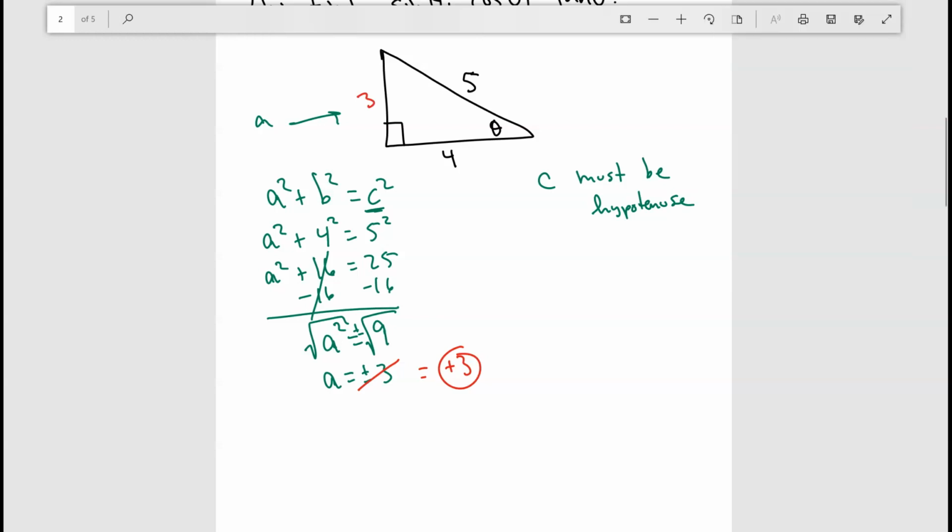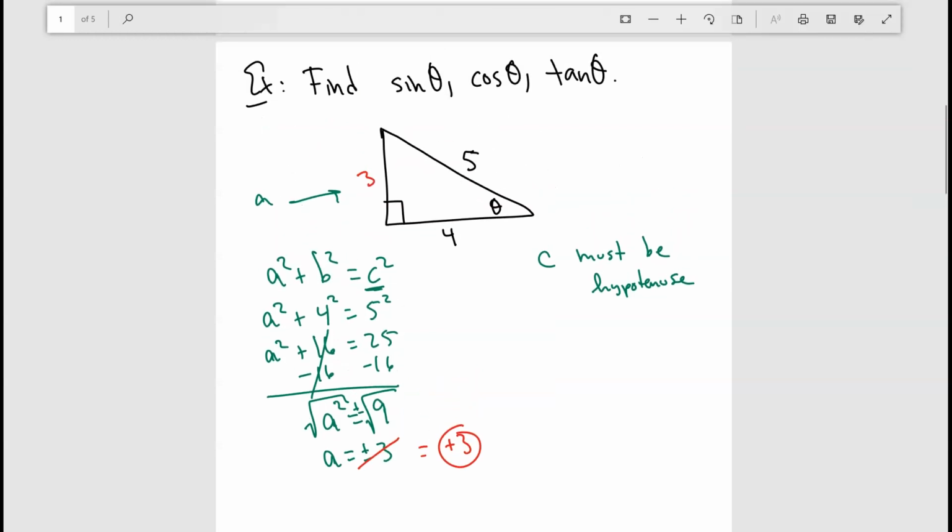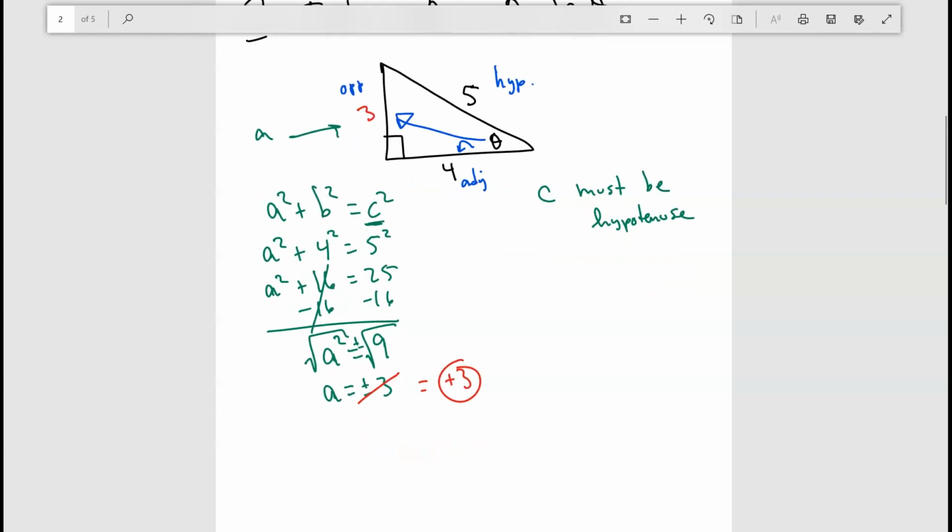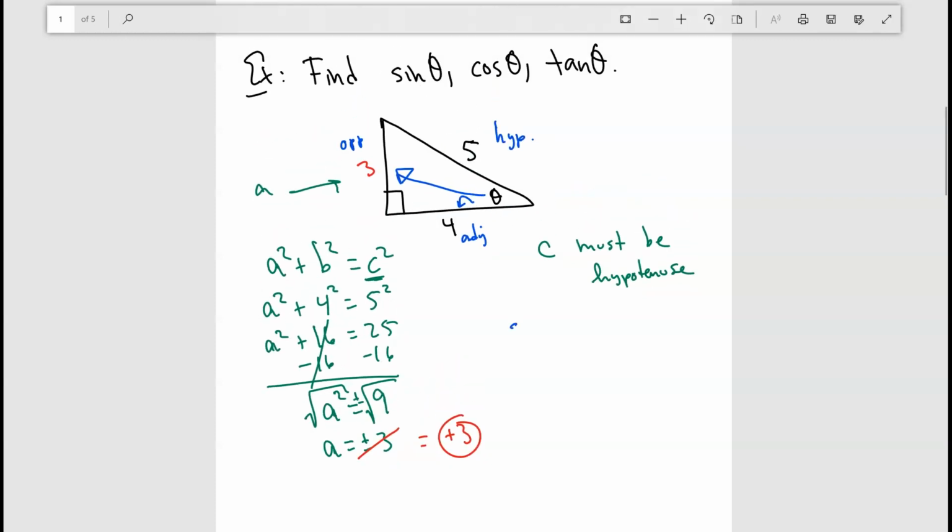Okay, now let's label it. Let's look at where angle theta is. Here's theta. This part is going to be the opposite. This is going to be the adjacent, and this is going to be the hypotenuse. So now let's figure out what sine, cosine, and tangent are. Sine theta is going to be the opposite over the hypotenuse. The opposite in this case is 3 over the hypotenuse, which is 5. So the sine of theta is equal to 3/5.